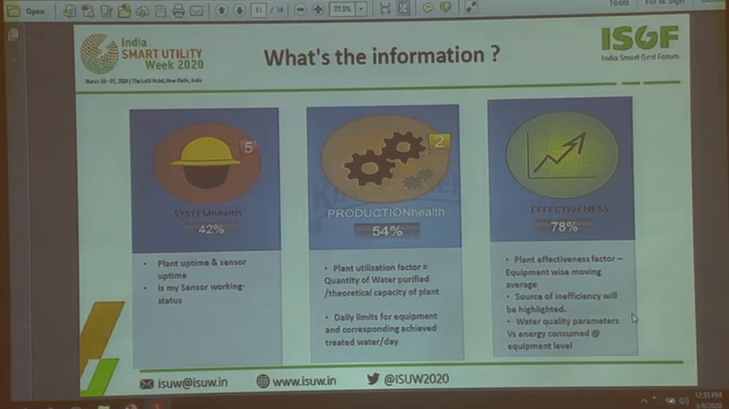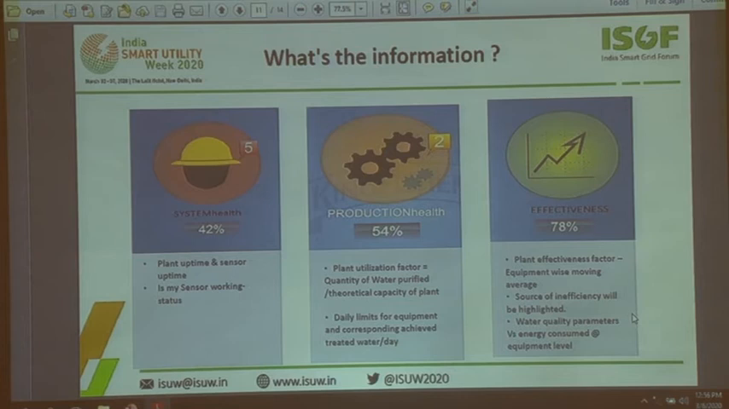Like a pH sensor generally has a life of 1.5 to 2 years, depending upon the application, but it can go bad early or last a little longer. So there are ways to measure whether the pH sensor is working fine. Likewise for dissolved oxygen sensors, likewise for BOD, COD, and other sensors. Then you can also come to know about the production health. We call it the plant utilization factor. We borrowed this word from the power sector. How much is the theoretical capacity, and how much did we actually treat?